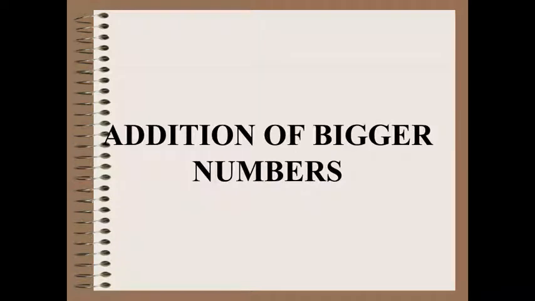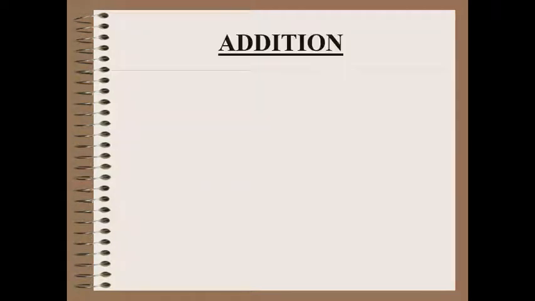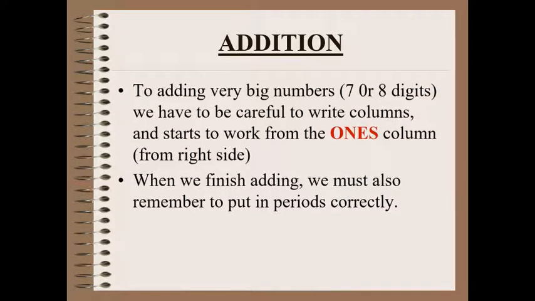So in addition of bigger numbers, we must know this, that addition of bigger numbers is as easy as we have done about the 4-digit or 6-digit numbers. But for adding the bigger numbers, we have to be careful to write columns. So it is very necessary that you write it in columns correctly, and start to work from the ones column, that is from the right side.